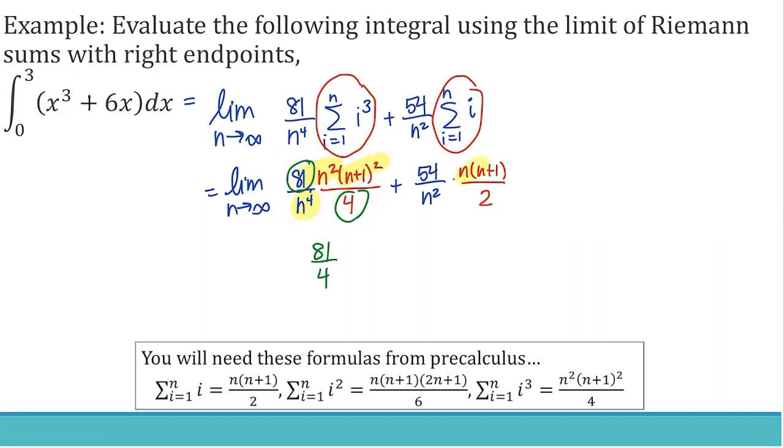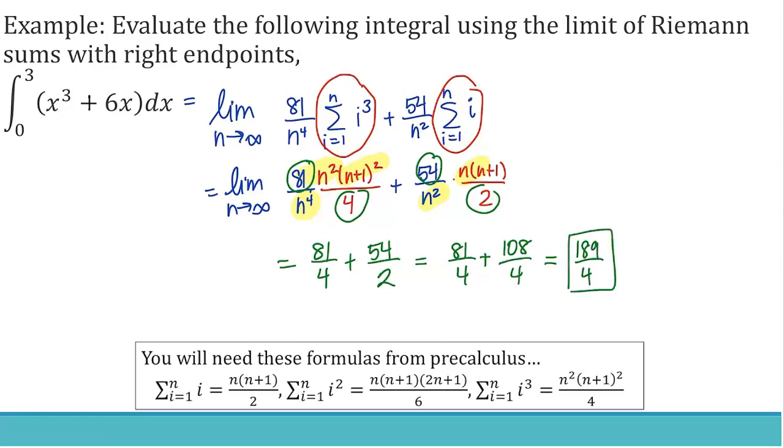And the same thing's going to happen over here. I have n squared, so the same degree. So I just take the coefficients, which are 54 over 2. So we have plus 54 over 2. And the limit is gone because we just evaluated it. And so we're just going to add these two numbers together. So with common denominators, this is 108 over 4, which is 189 over 4. That's the exact area under the curve, x cubed plus 6x, from 0 to 3.